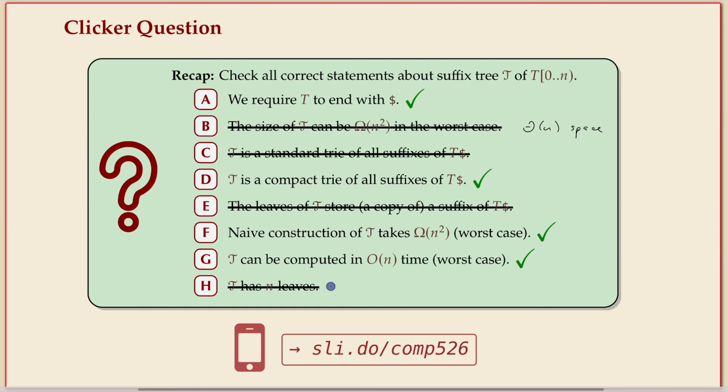T has n leaves. That was a mean one. It's n plus 1 because we have added one more character. But yeah, apart from that, it has one leaf for each of the suffixes.